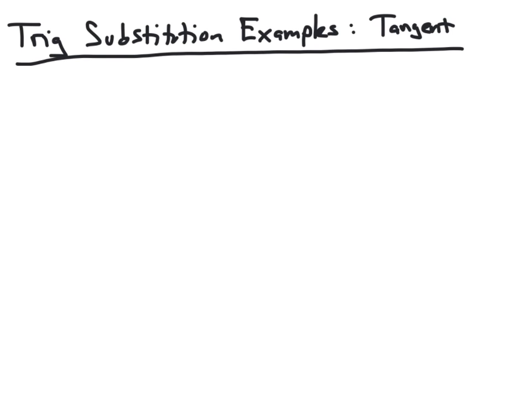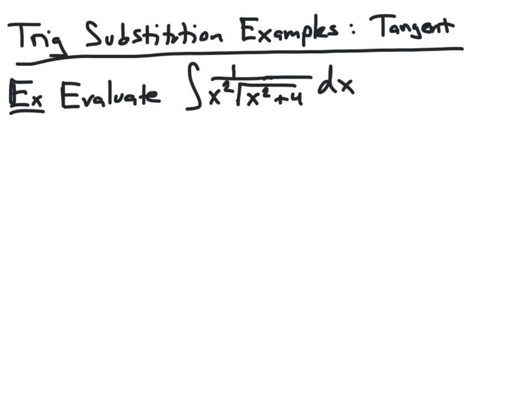In this video, we're going to look at some examples of using trig substitution involving the tangent function. In this example, we want to evaluate the integral of 1 over x squared times the square root of x squared plus 4 dx.